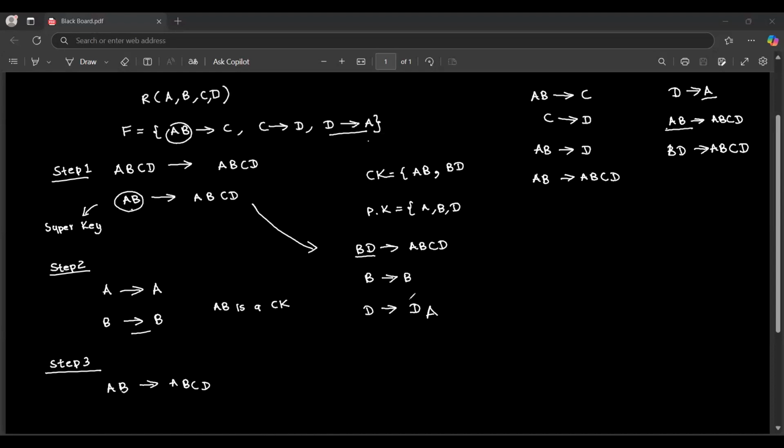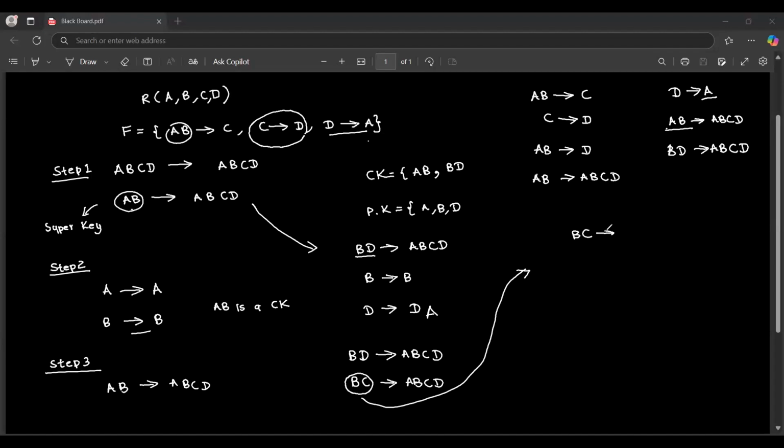Fine. Now we can't stop. Why? BD functionally determines ABCD is there, no worries. But here we also have C functionally determines D. So here also there is a pseudo transitivity. So I can say BC functionally determines ABCD. So this is also a super key. Now we are going back again to step one. We have to check whether it is a candidate key.